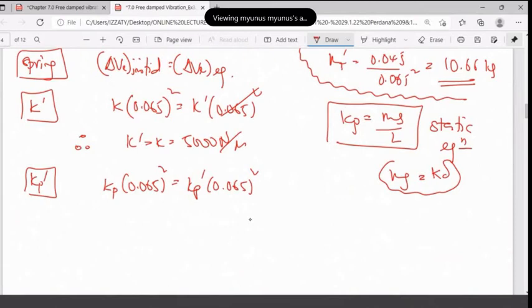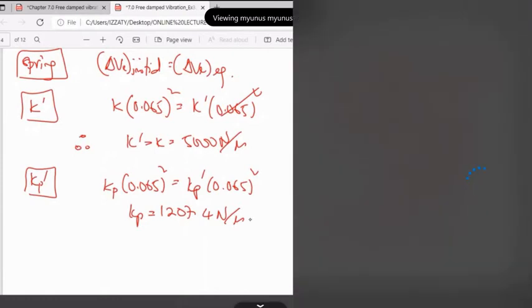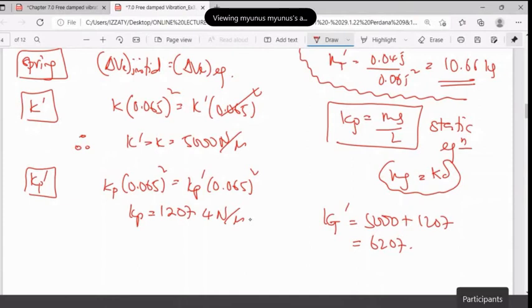Okay. So basically your KP prime is equal to the mg. This one was calculated earlier. I forgot what you have for the mg. Could anyone remember? If I remember, I get 4.7.4 Newton. So your KT prime now becomes, the K will be 5,000 plus the next one, 1207. You'll be getting a number of 6207.4 Newton per meter.